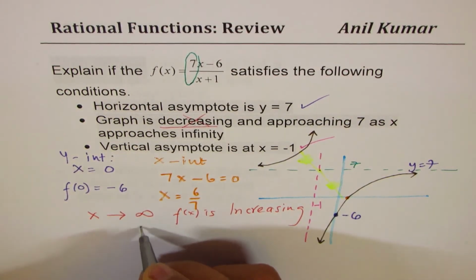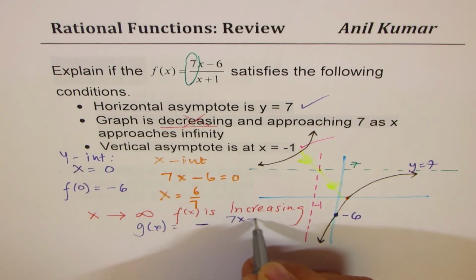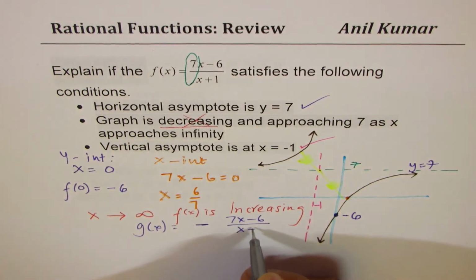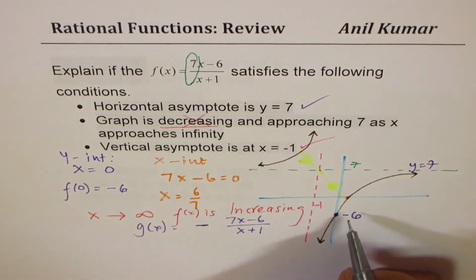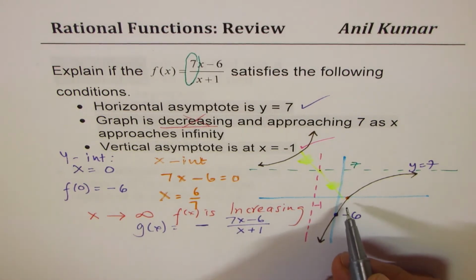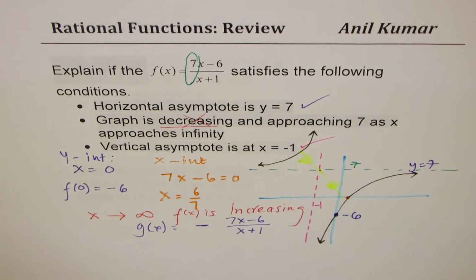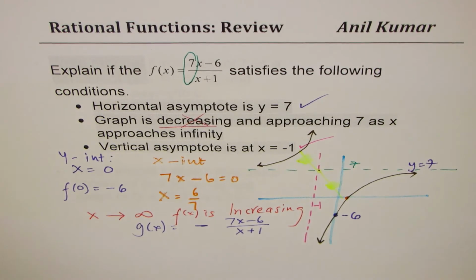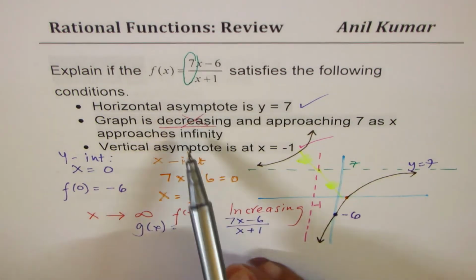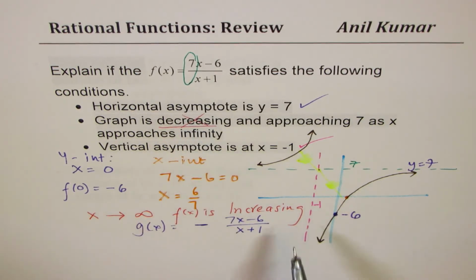That's it. So I could define g of x equals negative of (7x minus 6) divided by (x plus 1) to get a decreasing graph. So that will be a decreasing graph. Do you get my point? So just negative means it will just flip everything upside down. Does that make sense? So that is how we should be doing it. So definitely this equation is not correct for the second condition given to us. To make it correct, which may be a part of the question, we just need to reflect it.